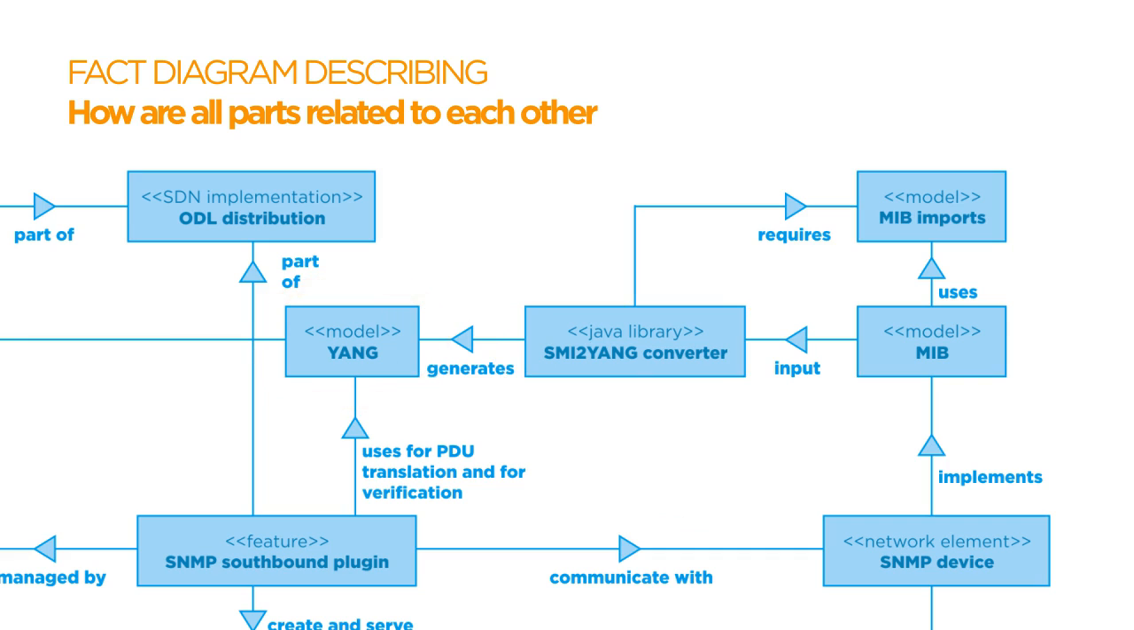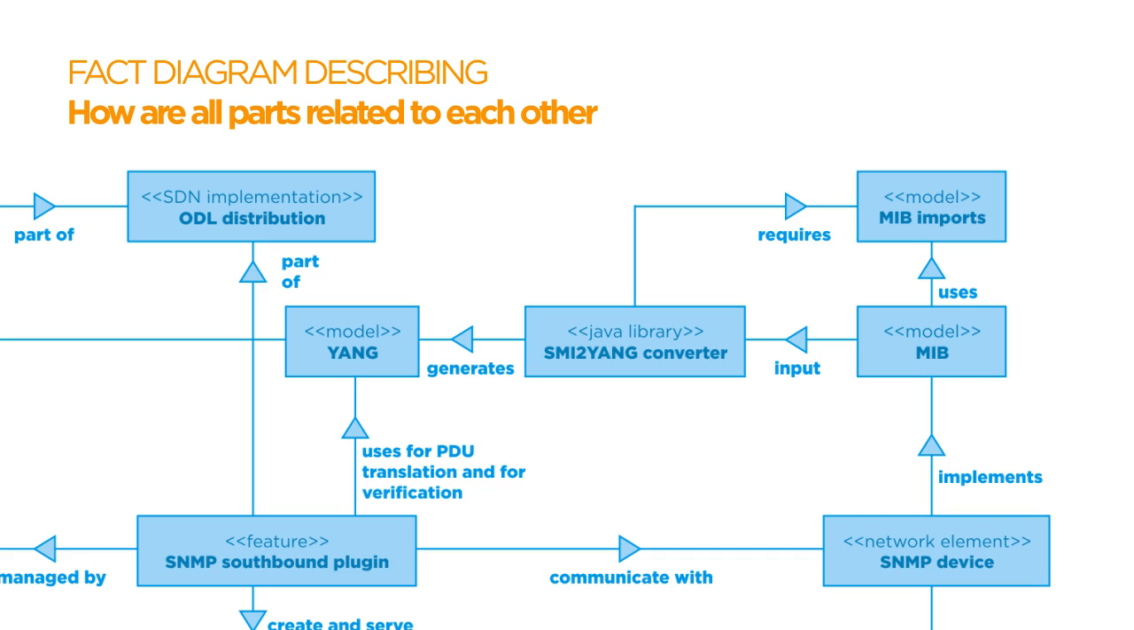Because the whole of ODL and MD-SAL is built on top of a YANG model, this translation enables access to the SNMP device content or data in ODL native way, which are normalized nodes. This is the most important part of SSB, and thanks to that, we can add any SNMP network element just by providing MIB models that this network element supports.